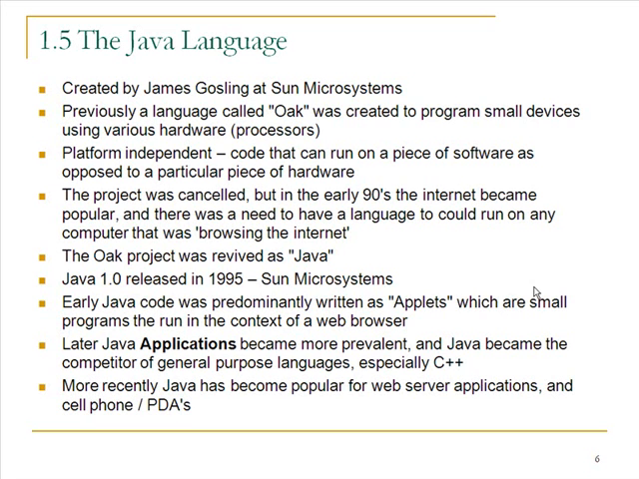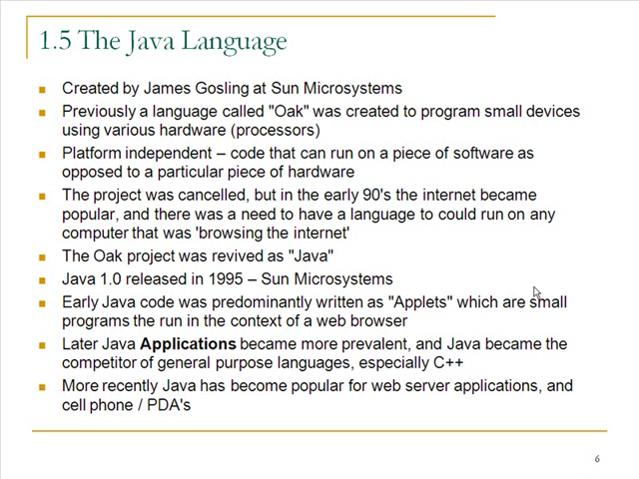It was created by a man named James Gosling at Sun Microsystems, and previously he was working on a language called Oak, and the objective of Oak was to program small devices that had various hardware. And the difficulty is, if you write programs in an old-fashioned language like C, you would be writing the code to run on a specific hardware. That would mean that you couldn't reuse that exact code to go and program a different device.